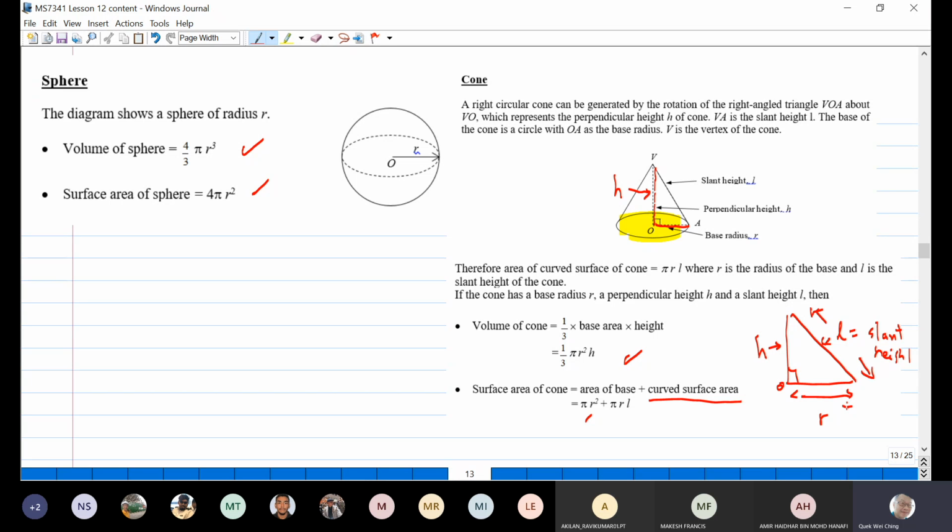Then, how about the curved surface? If you want to figure out the curved surface area here, let me erase this thing and show you how it looks. What I'm going to do is cut it open. When you cut it open, what do you get? You get something like a V below. Open it up, and something like this comes up, and this side is the slant height.